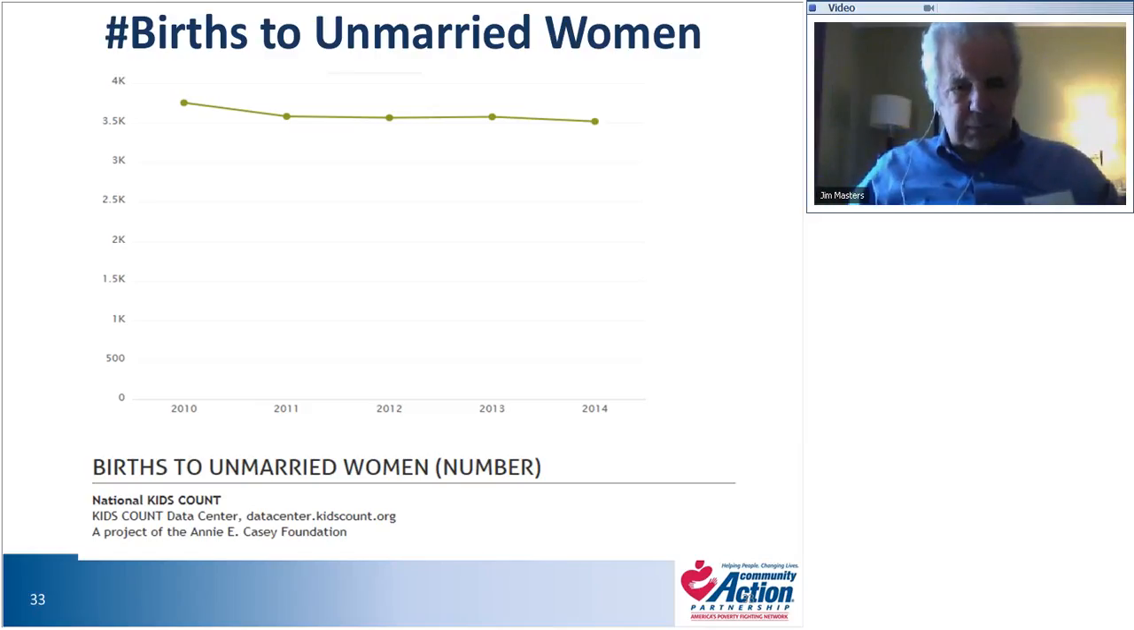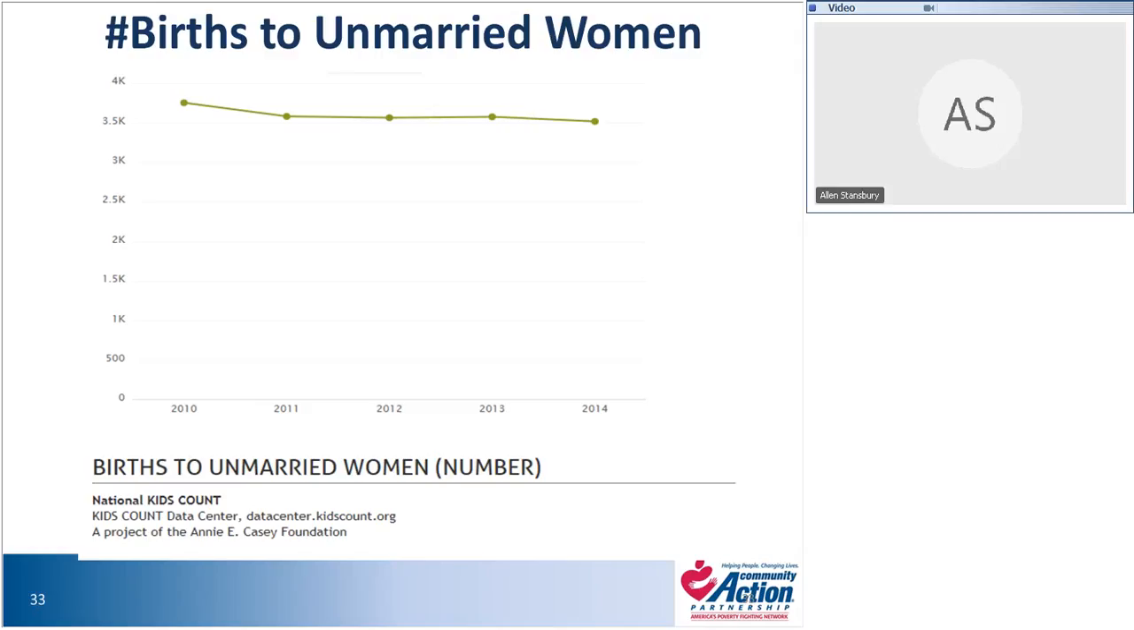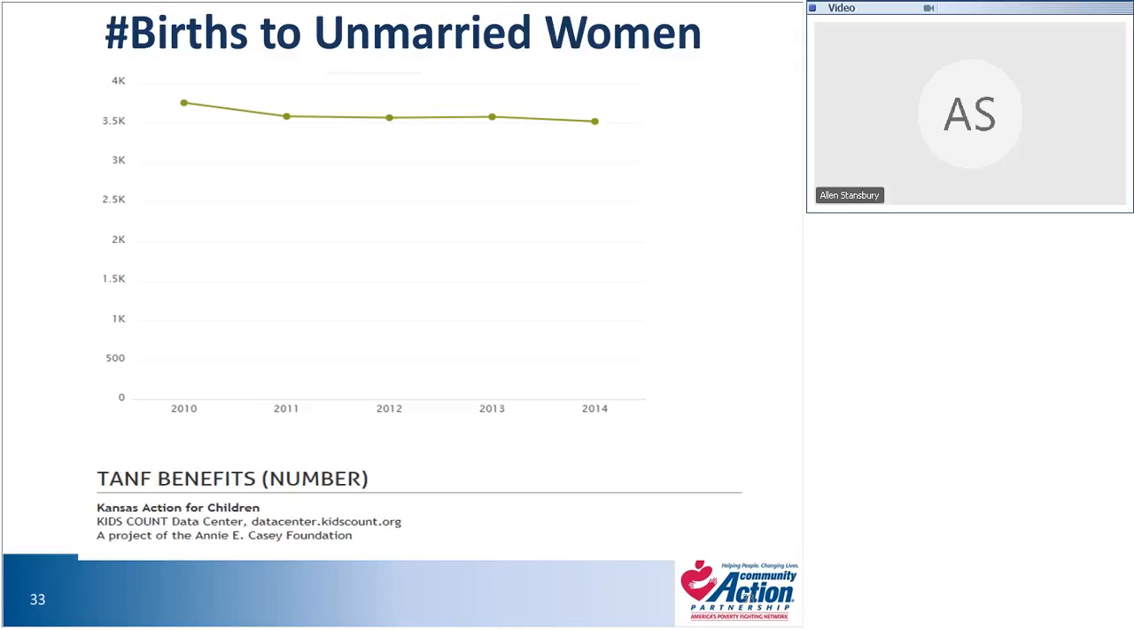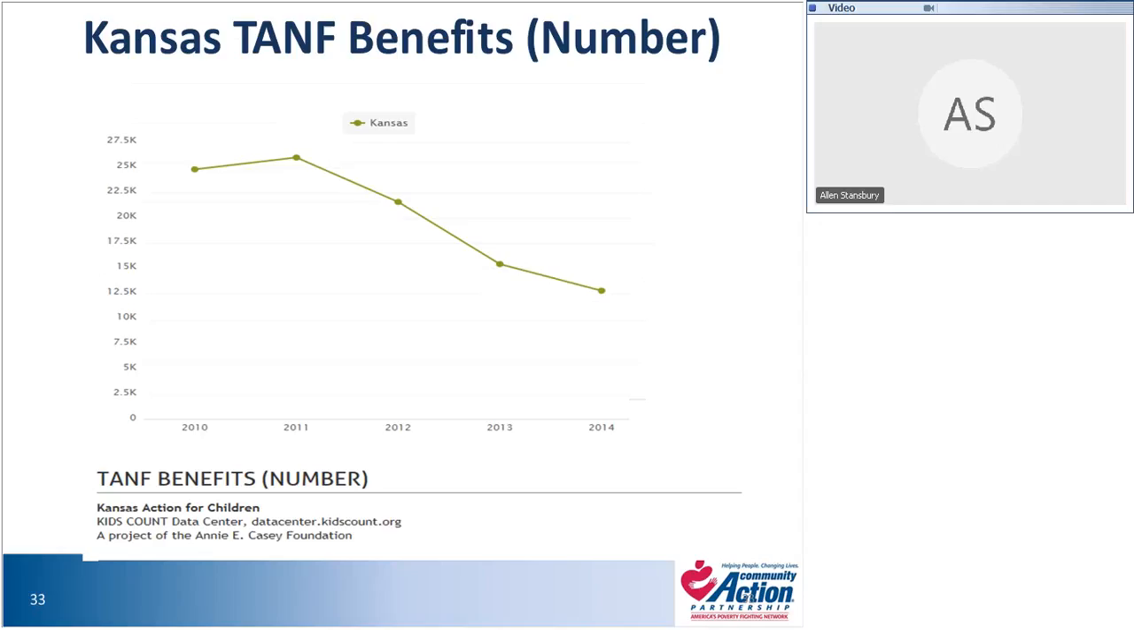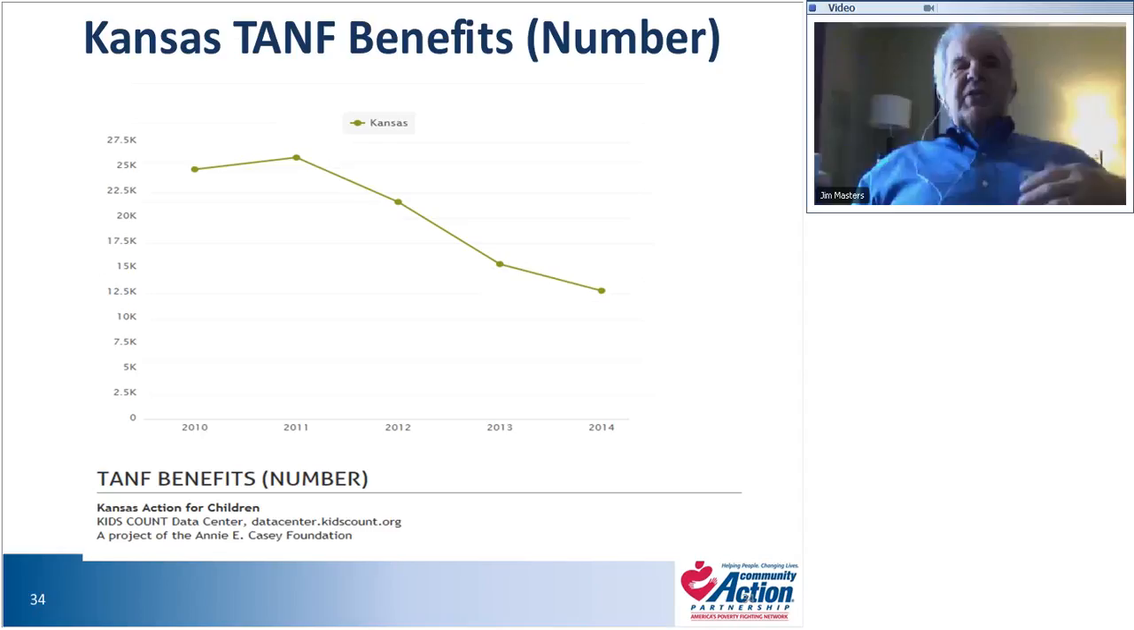Okay. I'm going to run through these slides fairly quickly here, just to give you a sense of where we're going with this. Here you can see that TANF benefits are decreasing from 25,000 down to 12,500. This is Kansas as a whole. You previously gave them the TANF number for Wyandotte County.